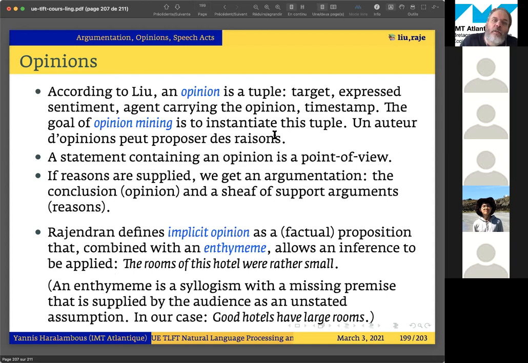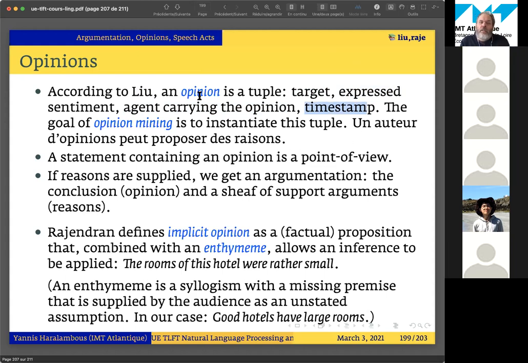One of the approaches, which was initiated by Liu, is that an opinion is a tuple. You have a target, so an opinion upon what? A sentiment, so what is the content of my opinion? Who am I? And when did I have this opinion? So it's the what, towards what the opinion is, who has this opinion, and when.